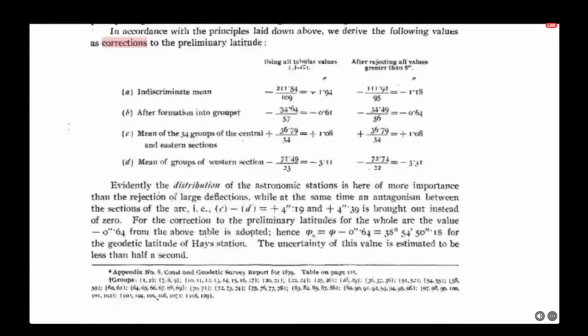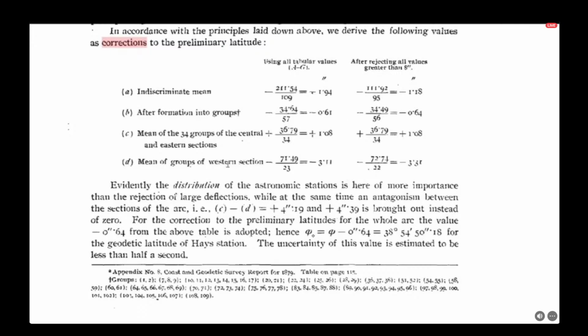Will you give the geodetic best suited for the whole triangulation? So they just pick it. They choose it all. And this one is a kicker, folks. In accordance to the principles laid down above, we derive the following values as correction to the preliminary latitude, rejecting all values greater than 8 minutes, using all tabular values for the G. So literally they give it this range to ensure that it derives sphericity at the appropriate radius. If they didn't do this, the radius would be much too large. They'd have all wrong data. Insane.